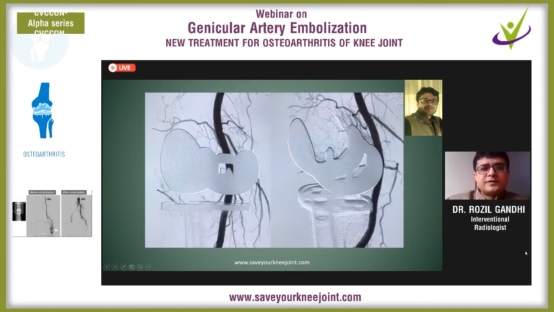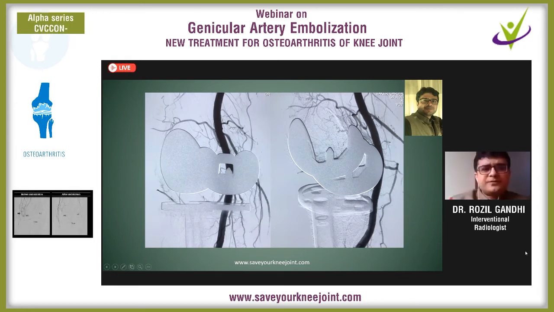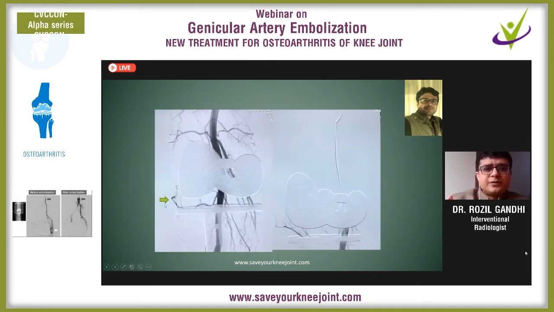This is the angiographic picture. This is the descending genicular. This is the superior medial genicular. This is the distal femoral subtracted angiographic image. You can see the abnormal blush here from the superior medial genicular.